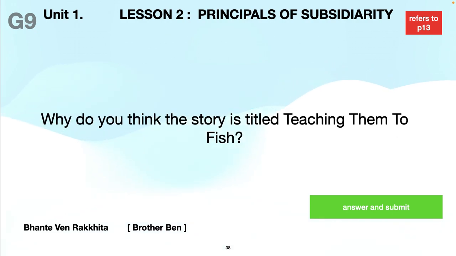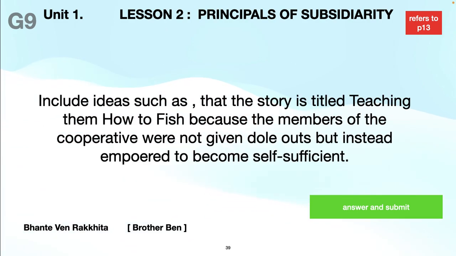Then, why do you think the story is titled Teaching Them to Fish? Answer and submit. I'd like you to include ideas such as that the story is titled Teaching Them How to Fish because the members of the cooperative were not given dole-outs, but instead empowered to become self-sufficient. Please answer and submit.